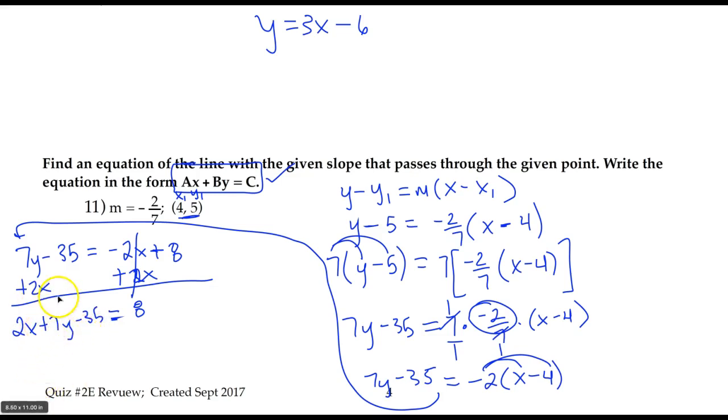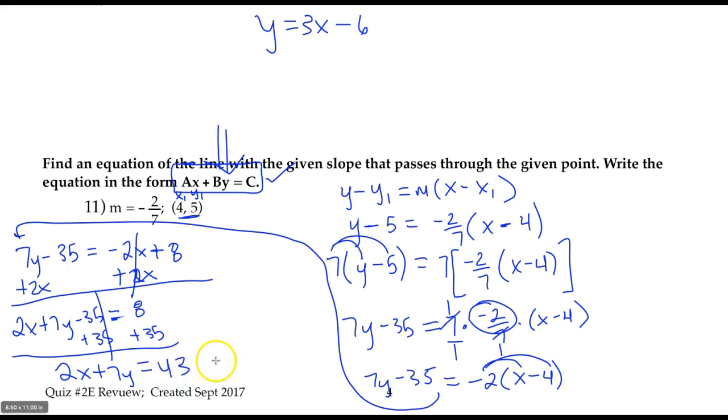And then after that, since we want it in this form here, this c just represents a number by itself, so we need to add 35 to both sides. And if we cancel here, we'll get 2x plus 7y, and this will end up equaling 43. So this is our answer.